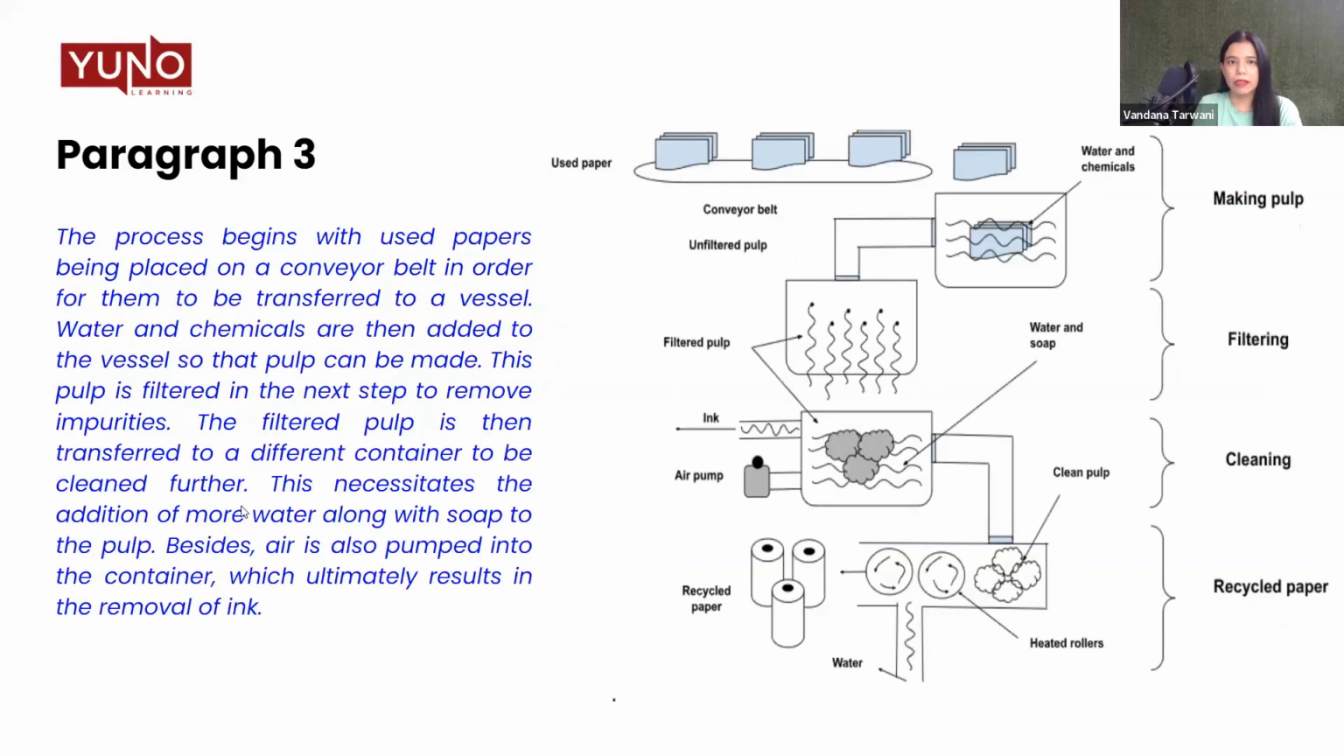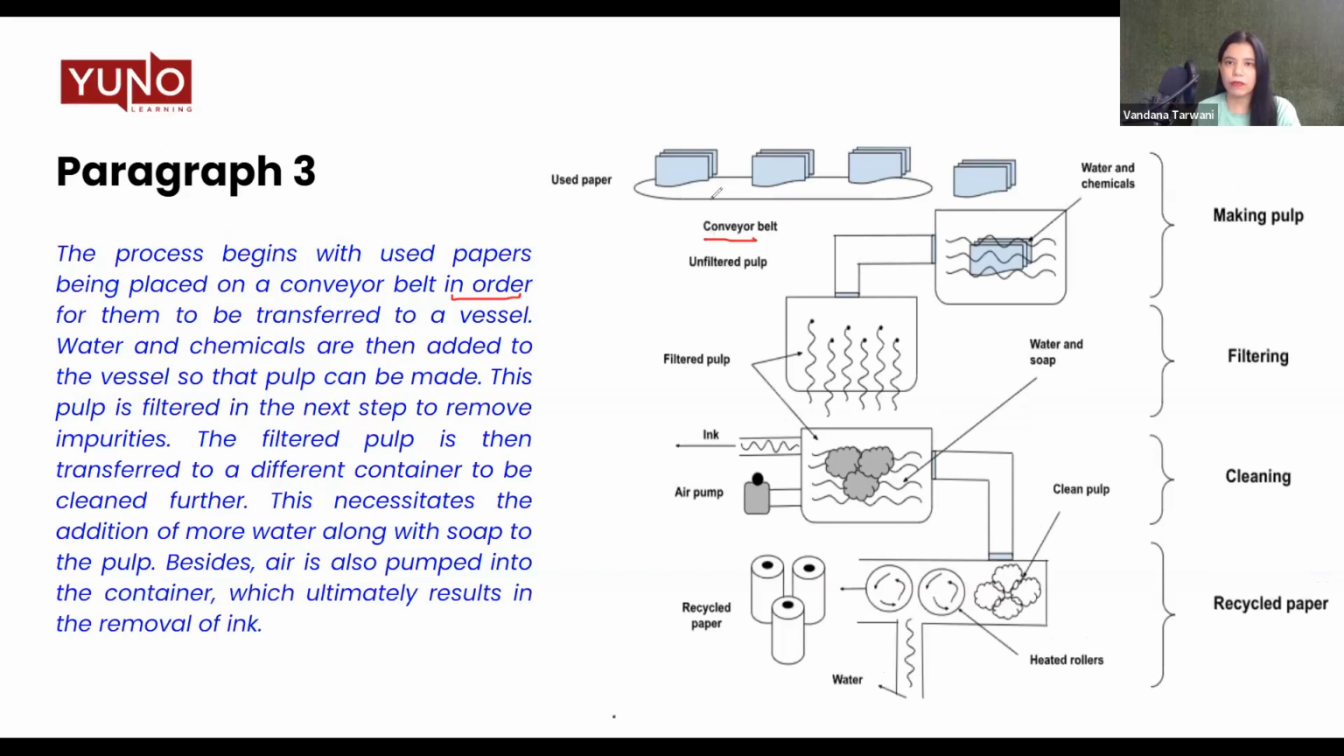So it says here, the process begins with used papers being placed on a conveyor belt in order for them to be transferred to a vessel. So if you see here, we have got this conveyor belt and we have got used paper over here. And then they are being transferred to this vessel. That is exactly what we have written in the first step. Let's read this once again. It says the process begins with, look at the language for first step. The process begins with used papers being placed on a conveyor belt in order for them, this is your transition linker, in order for them to be transferred to a vessel.